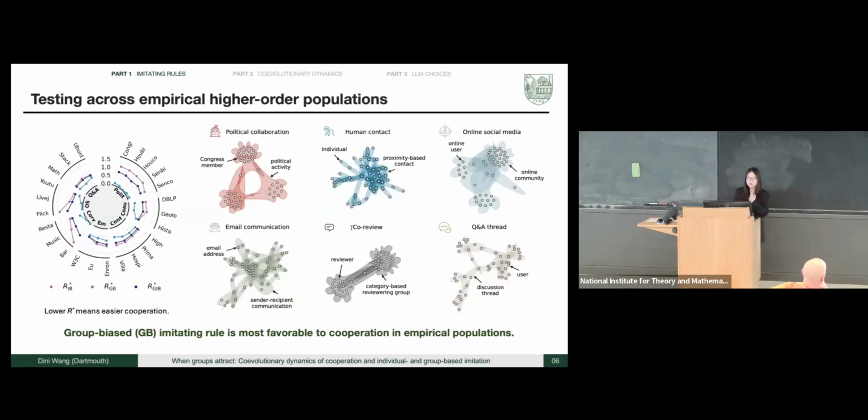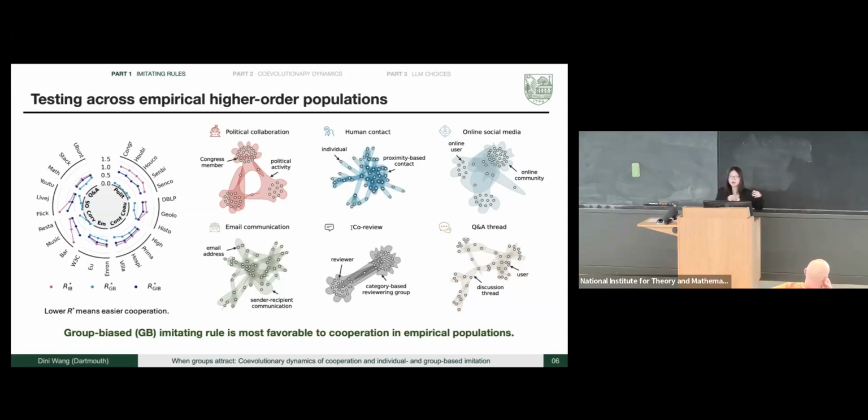And furthermore, we test the robustness of our intriguing finding across 6 types of different empirical higher-order populations. So here we have 24 data sets in total covering several social domains. Those are political collaboration, where nodes are Congress members and the hyperedges capture the political activities. And we have the human contact network to capture the face-to-face contact among individuals.